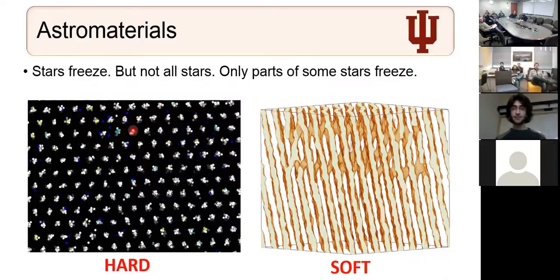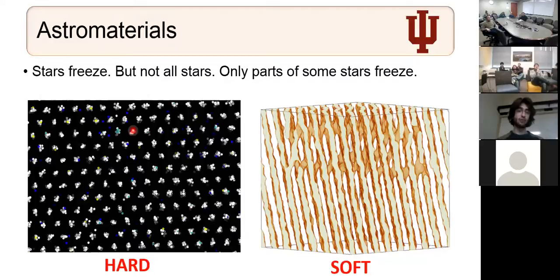Okay, so stars freeze, but not all stars. Only some parts of some stars freeze. So that's sort of the punchline. I know that some of you like to tweet, so if you wanted a good soundbite, there you go. This is the basic idea behind Chuck and I's recent letter that we put up on the archive, and hopefully it'll end up in RevModPhys pretty soon. But we just take principles of material science and we use them to describe neutron star crusts in a sense.